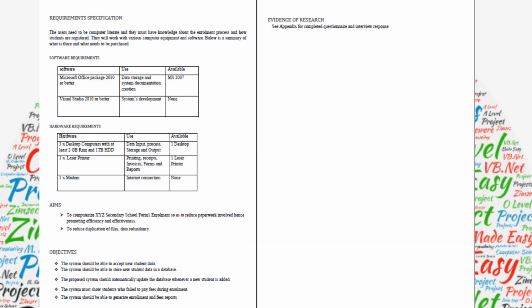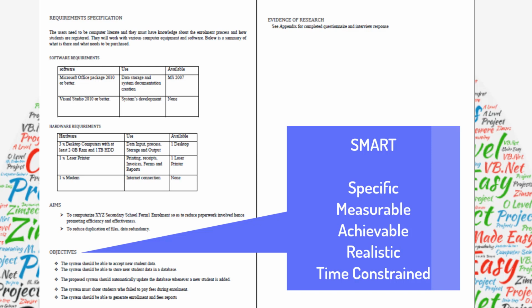Aims are statements of intent. They are usually written in broad terms. They set out what you hope to achieve at the end of the project. Objectives, on the other hand, should be specific statements that define measurable outcomes, e.g., what steps will be taken to achieve the desired outcome. Objectives should also be SMART. SMART is an abbreviation for specific, measurable, achievable, realistic, and time constrained.